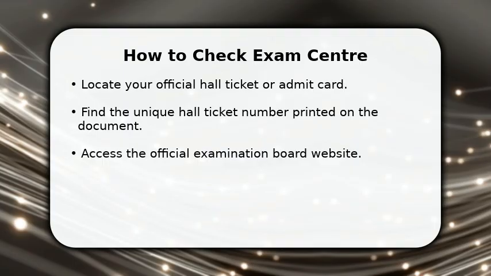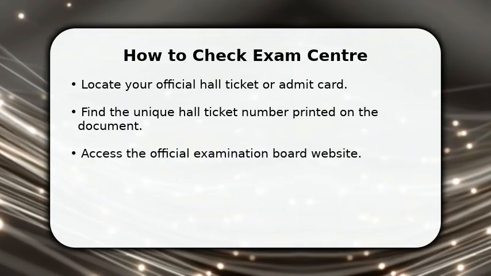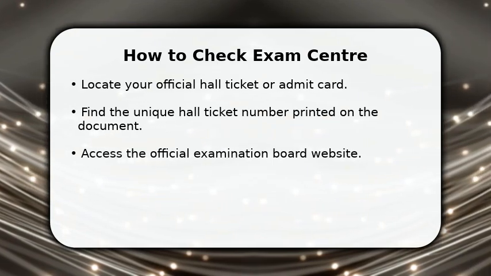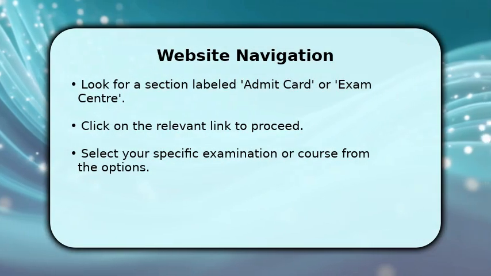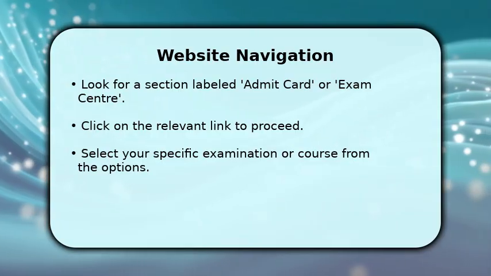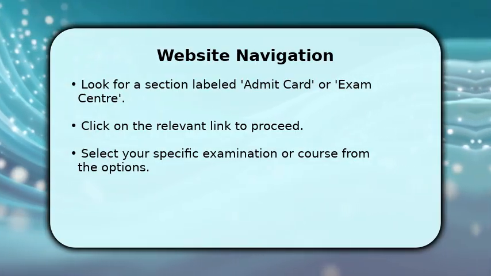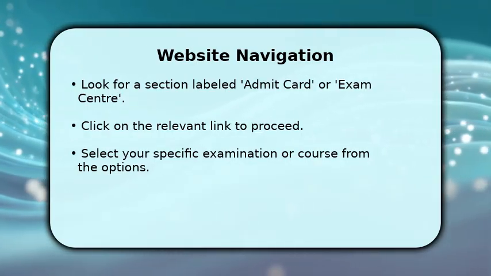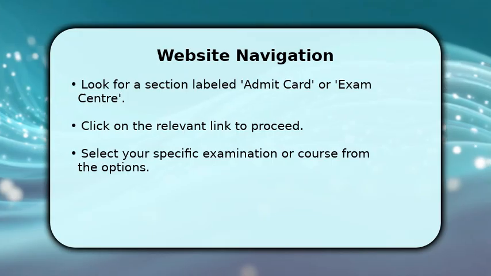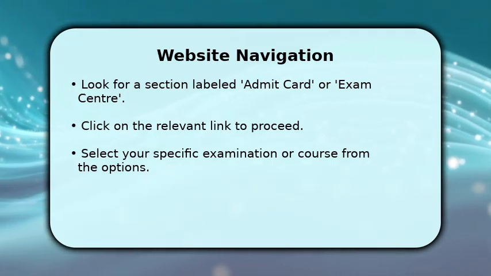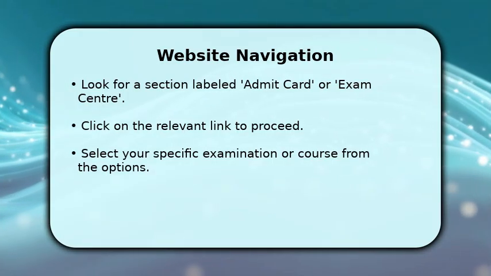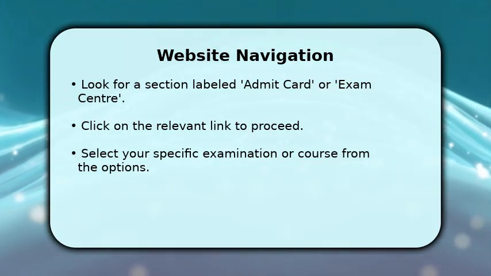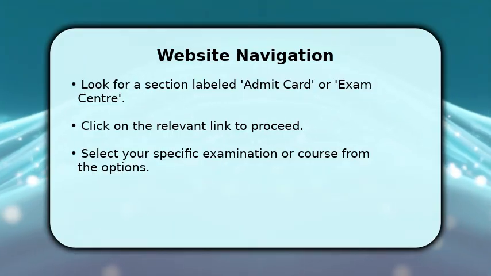Finally, navigate to the official examination board website, ensuring it is the correct and secure portal for your specific exam. Once on the official website, look for a clearly labeled section such as Admit Card, Hall Ticket, or Exam Center Information. Click on this relevant link to proceed to the next step. You might then need to select your specific examination or course from a list of available options. This ensures you are accessing the correct information for your particular test.